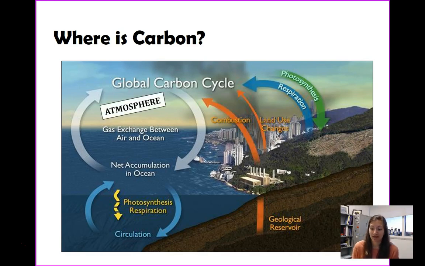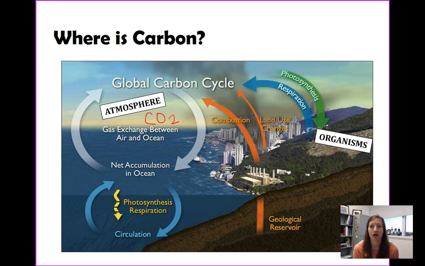So the first one, the atmosphere. In our atmosphere, carbon exists in the form of carbon dioxide. There are some other compounds that have carbon in them, but carbon dioxide is the majority of those compounds. So we breathe this carbon. Carbon can also be found in organisms. So all living things, whether it's bacteria, animals, plants, they all have carbon in their tissues. You and me, we have tons of carbon in our tissues.